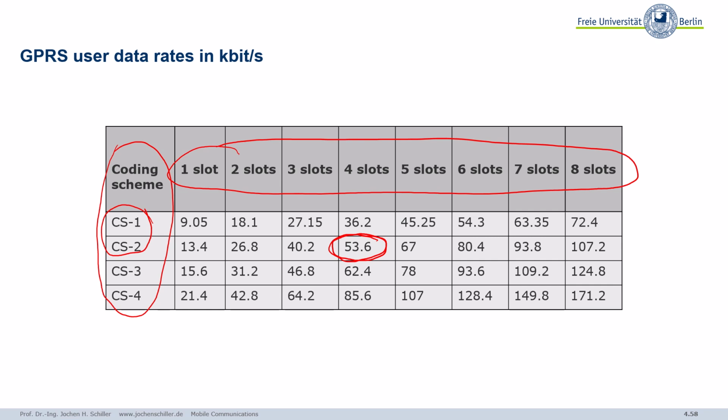Using the coding scheme 2. So you can look this up in literature. What does it mean? Coding scheme 1, 2, 3, 4. So these are quite typical GPRS user data rates. So what does GPRS mean when it comes to the architecture?